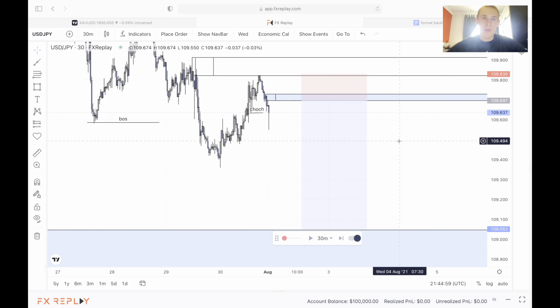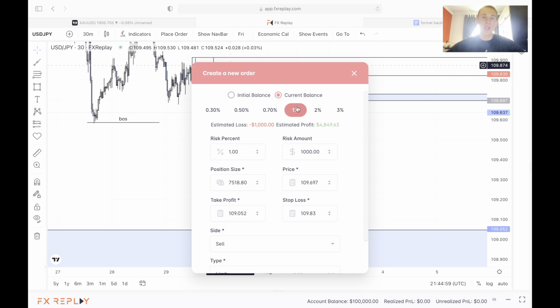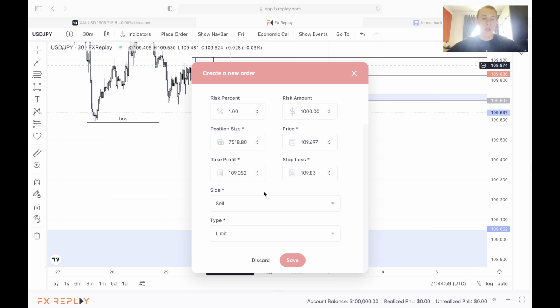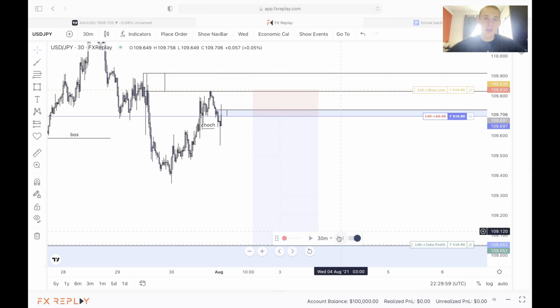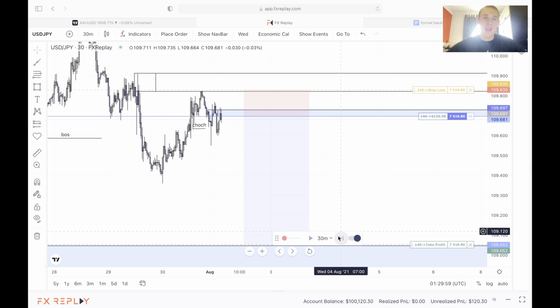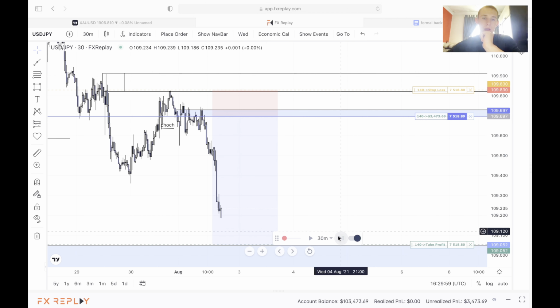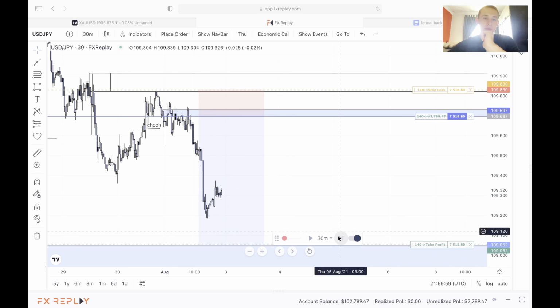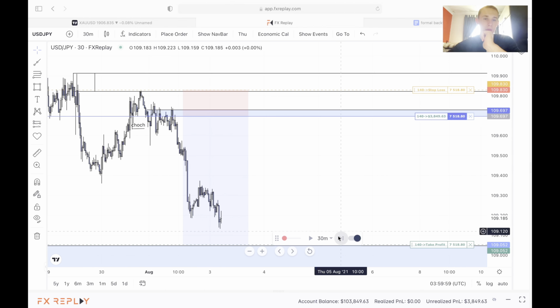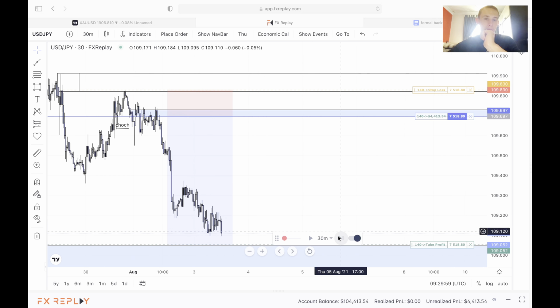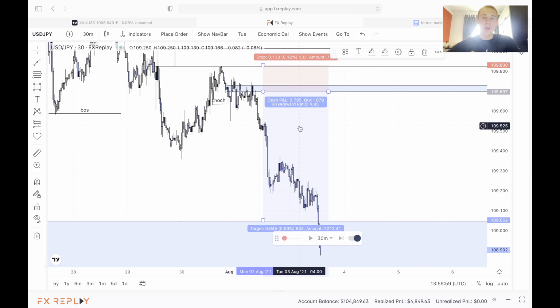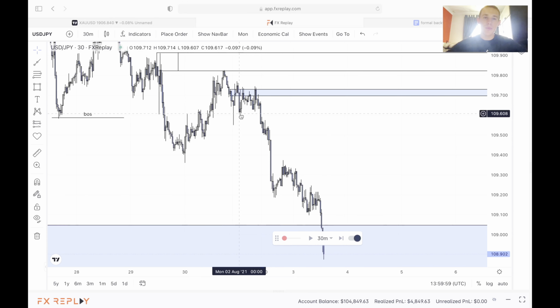And the thing about FX replay is you can simply just click here, place order, risking 1% of the account balance. It fills in all of these details for you. You just click save, and there you have it. You have a pending order that got tagged in. See what happens. Nice reaction so far. And there we go. First trade, TP hit.